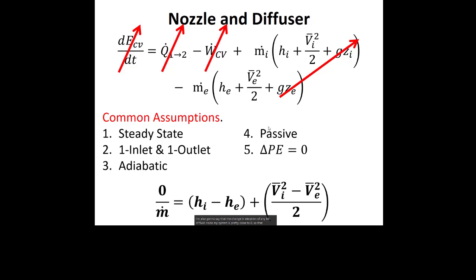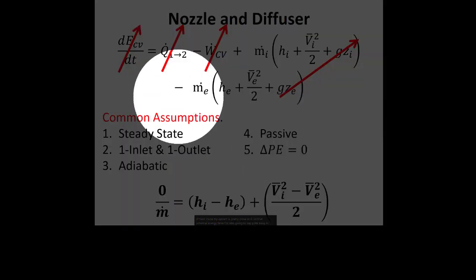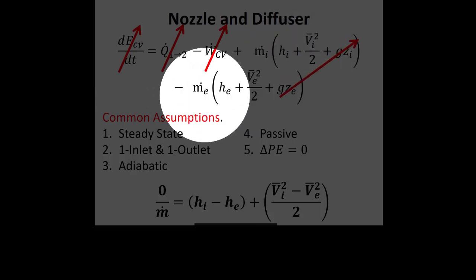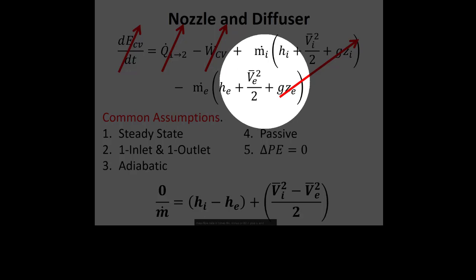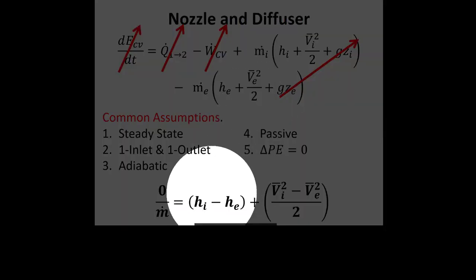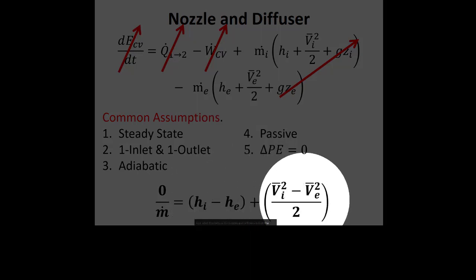In that case, I'd get 0 is equal to the mass flow rate in times (h in plus v in squared over 2) minus the mass flow rate times (h out plus v out squared over 2). But if I did a conservation of mass analysis here, because we're steady state with one inlet and one outlet, the mass flow rate in must be equal to the mass flow rate out. So there's really only one mass flow rate in the problem. And what this tells us for nozzles and diffusers is that the change in the specific enthalpy is equal to the change in the kinetic energy per unit mass.